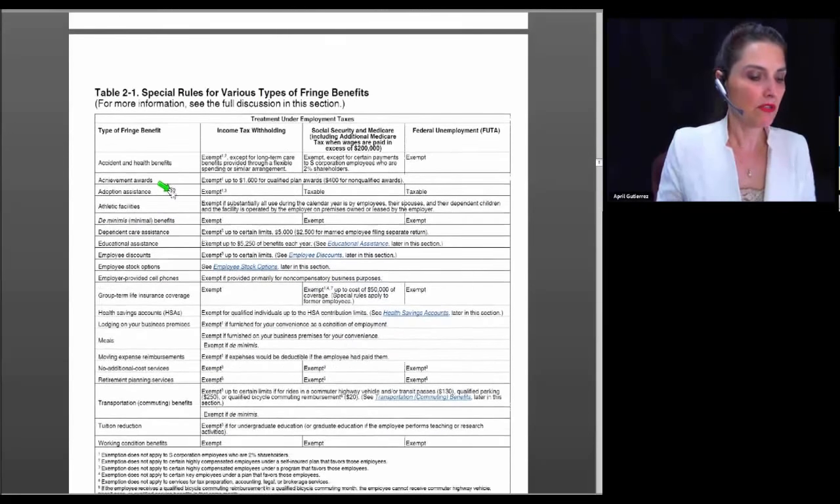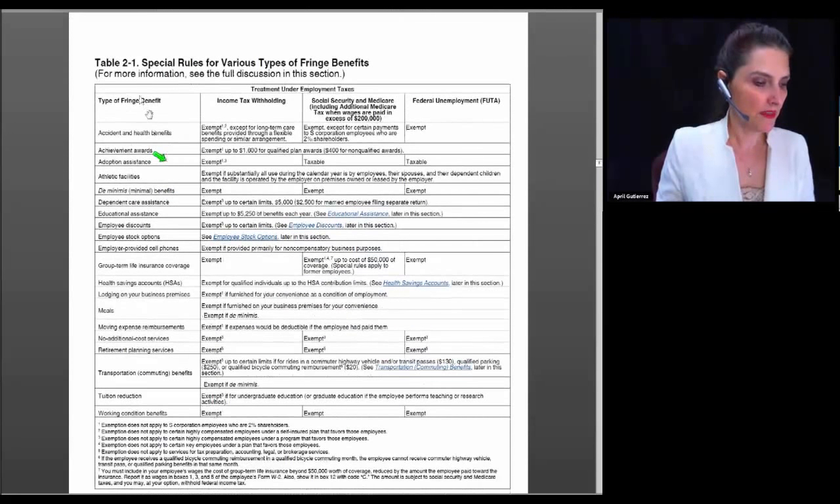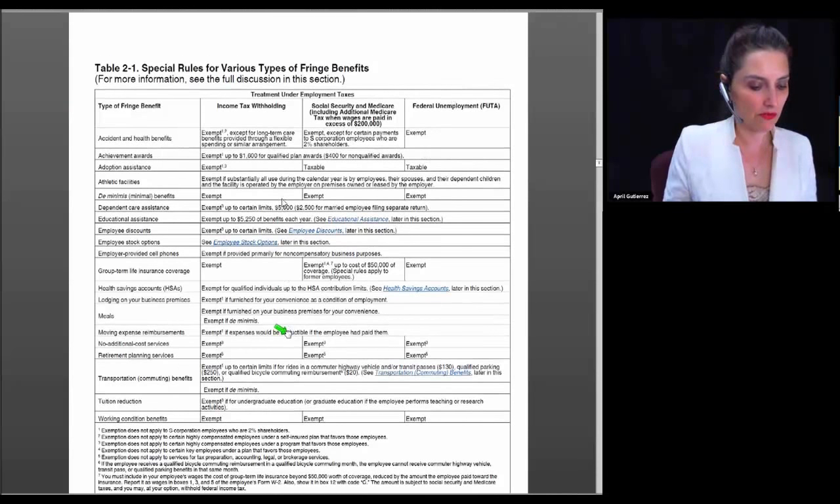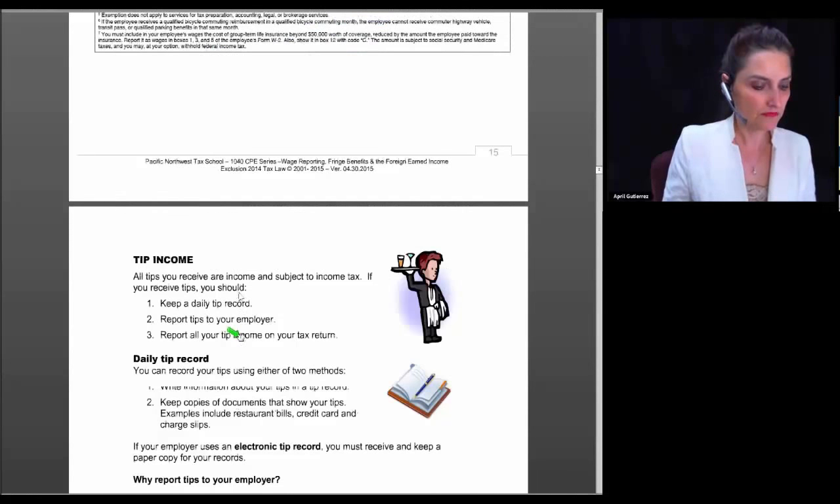I've actually pulled a table for you here that comes from Publication 15, and it contains a summary of the special rules for various types of fringe benefits. I'm not going to read these to you. I'll leave you to do that on your own, but you can see there's quite a list of benefits and the specific rules that apply to income tax withholding, Social Security and Medicare withholding, and federal unemployment tax withholding.